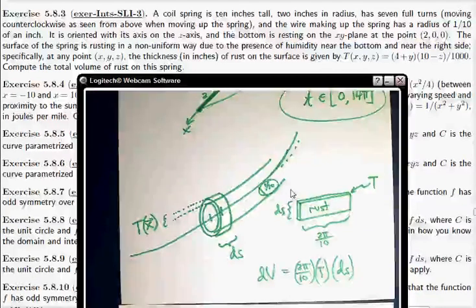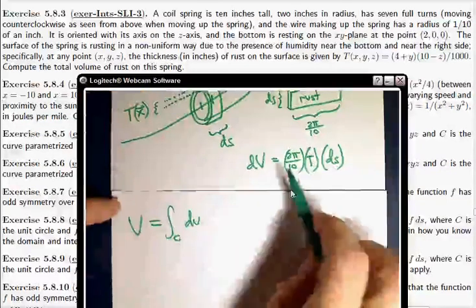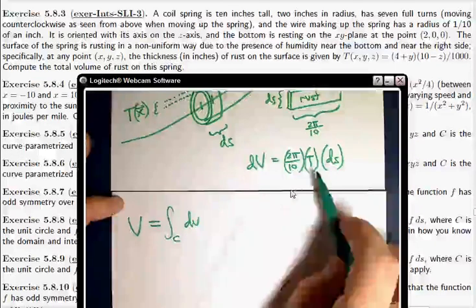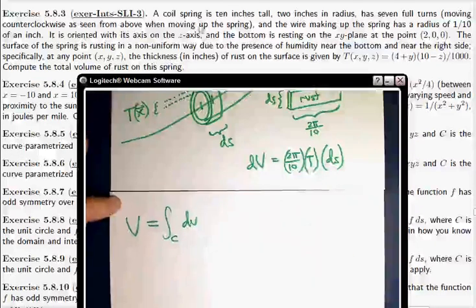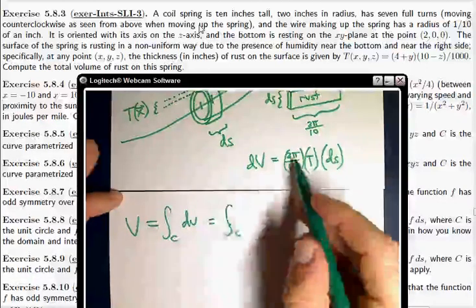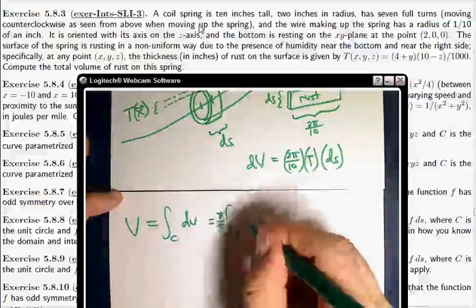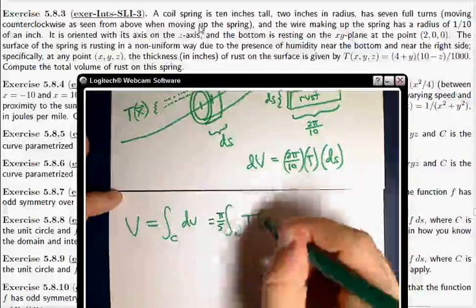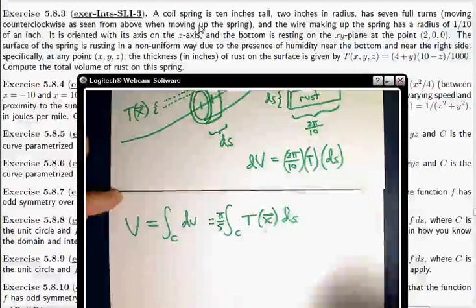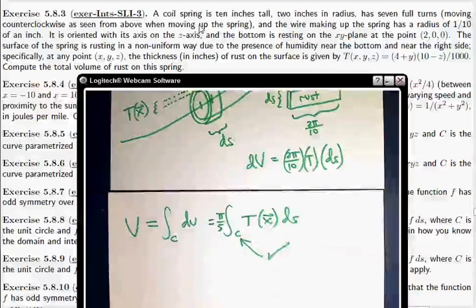Yeah, absolutely. Okay, so let's write this down. The integral over the curve of this little formula that we have for the amount of rust on that little bit of curve. 2 pi over 10, of course, is pi over 5. Let's pull that out. And we have a parameterization of this curve. And so this is just a plug and chug problem at this point.